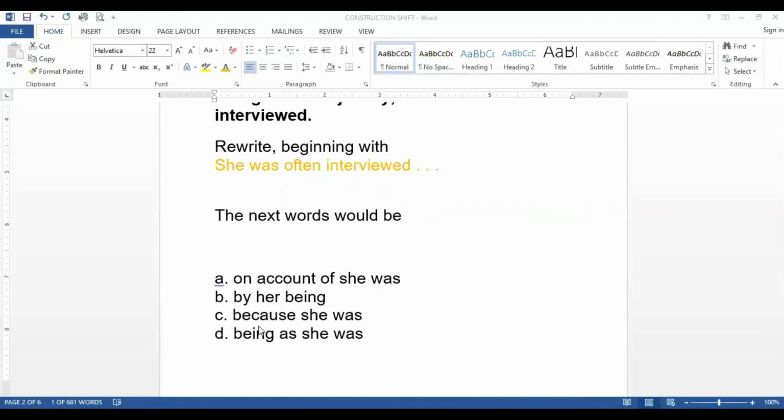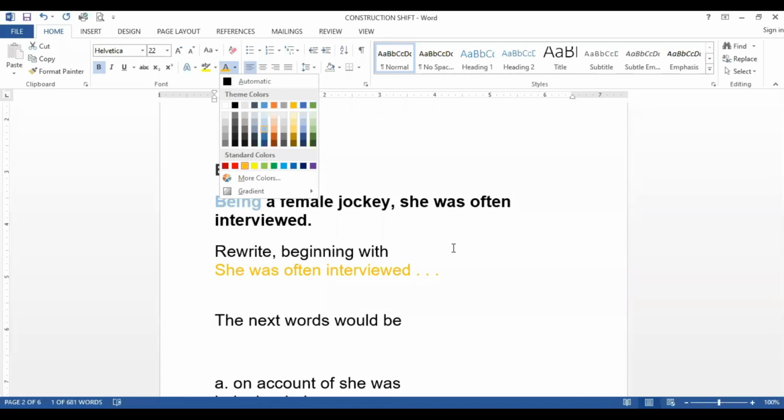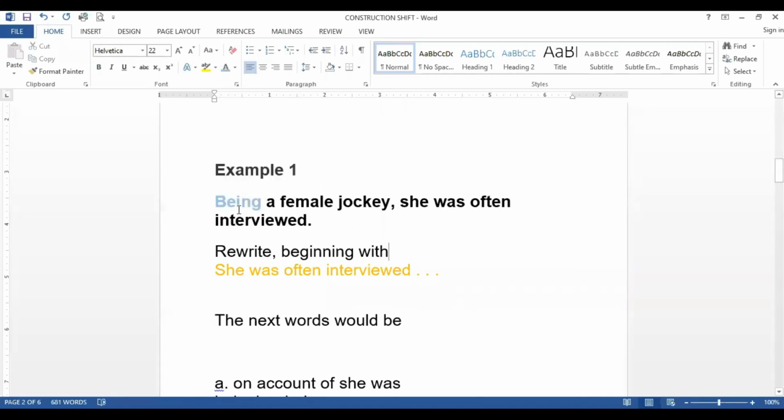very good. All right, so those who said B, let's clarify B quickly. B says she was often interviewed by her being a female jockey. Remember the word by? When we looked at equivalent sentences yesterday, remember we talked about identifying that key term? In this sentence here, our key term to helping us understand is being a female jockey, or because she was a female jockey, she was often interviewed, right? That's how we interpret the word here, being. So that is our key term.